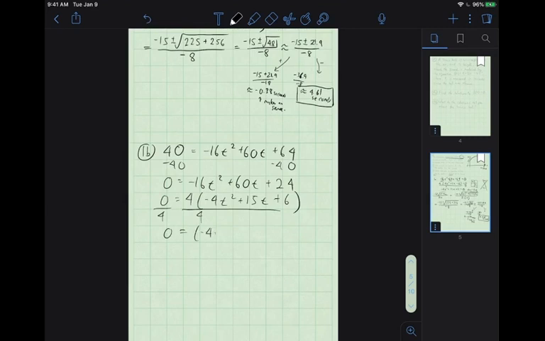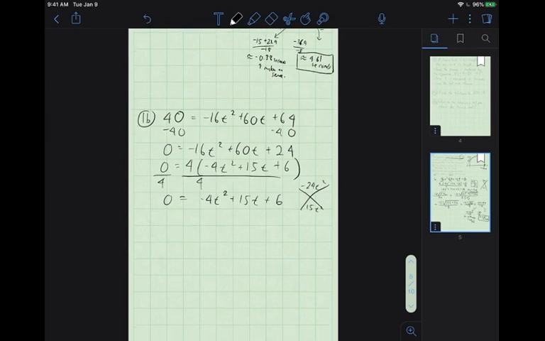So we have this thing. Don't need the parentheses. Plus 6. Let's see in our little diamond if it's factorable. Negative 4t squared, positive 15t. Add up to 15, multiply to 24: 6 and 4, 12 and 2, 8 and 3, 24 and 1. Oh, we're out of luck again. Looks like this isn't factorable. So we can use the quadratic formula again to solve this one.